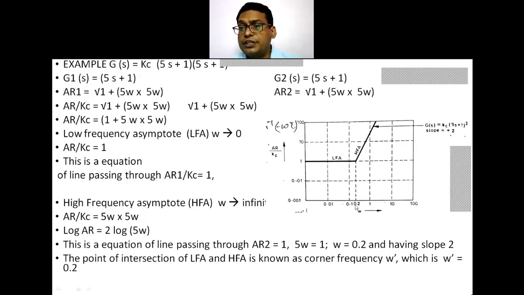So from point 0.2, I will have the high frequency asymptote with a slope of plus 2. Plus 2 means it will move in the upward direction.